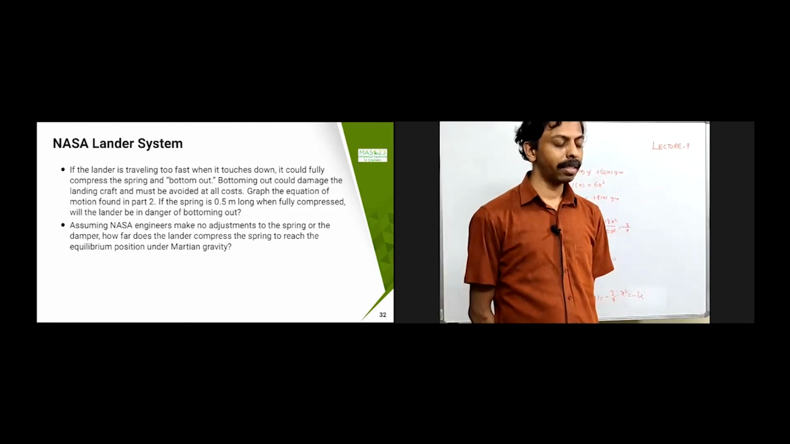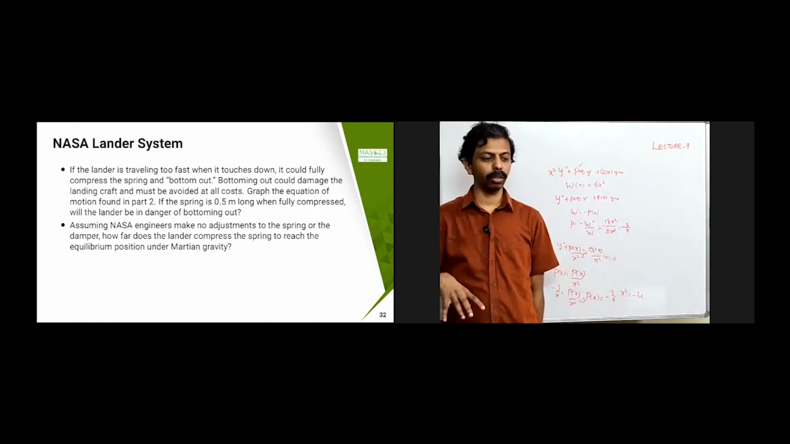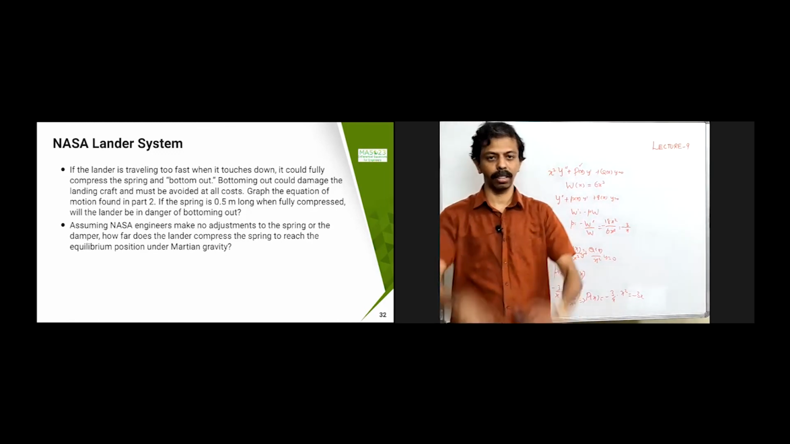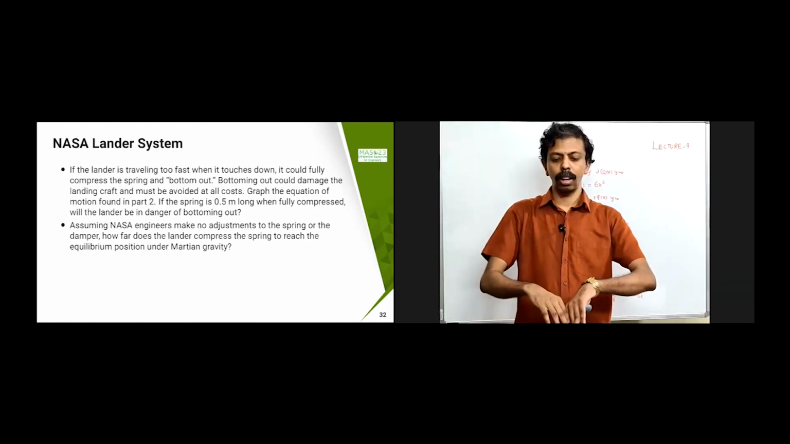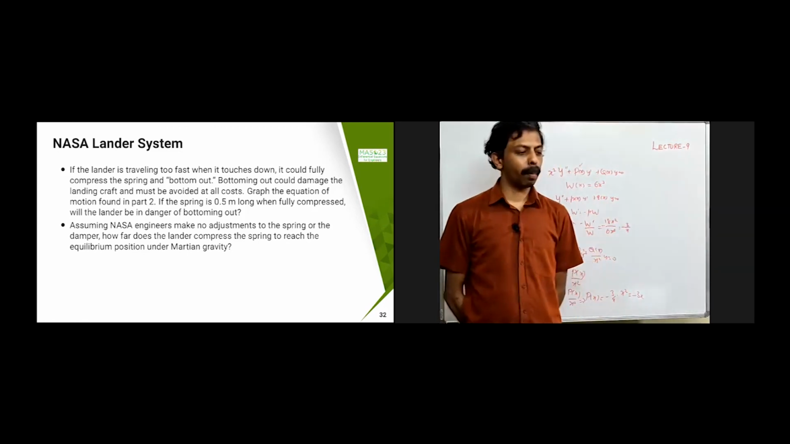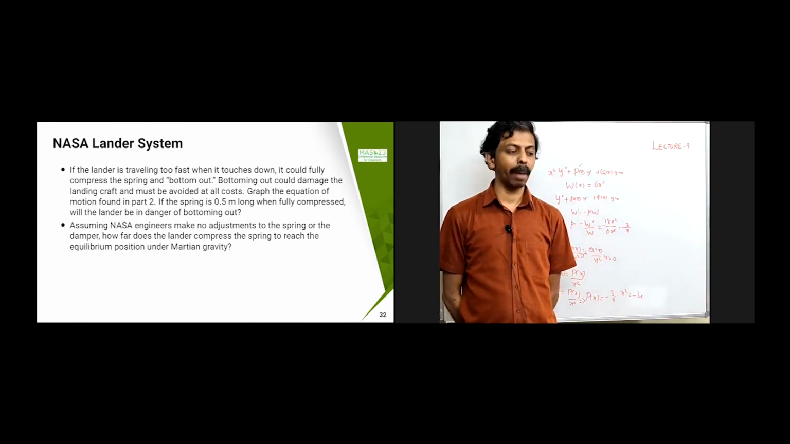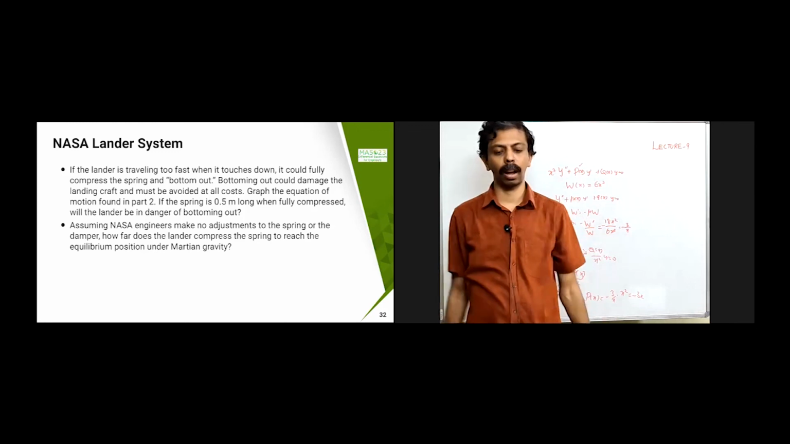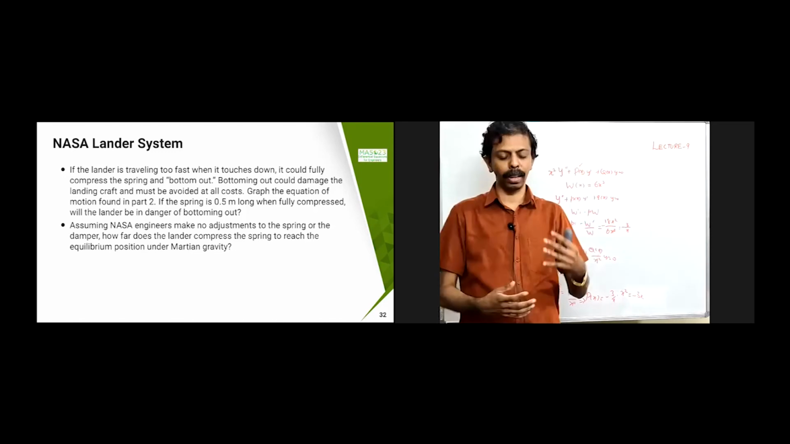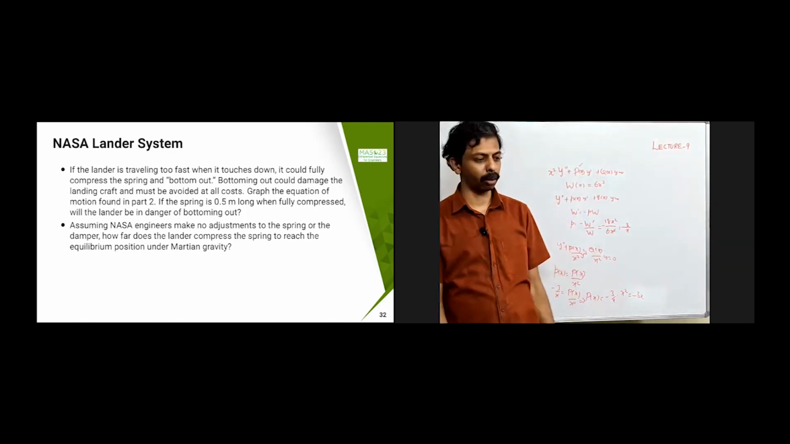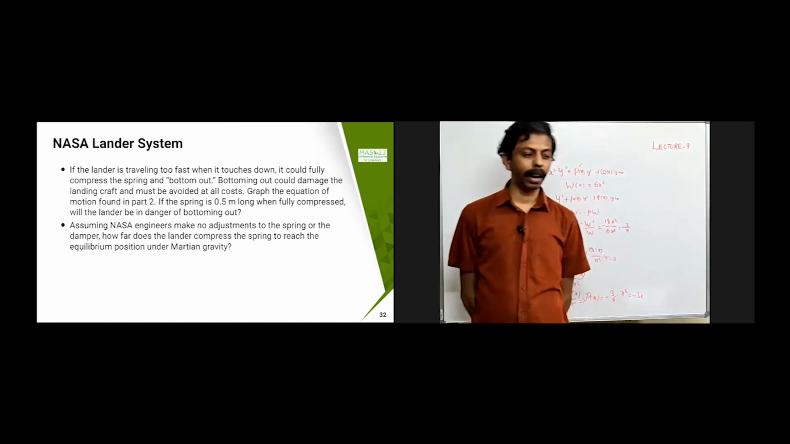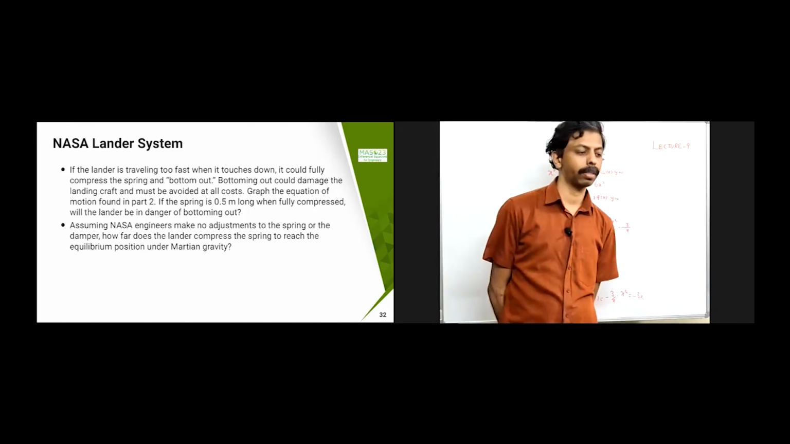Next, if the lander is traveling too fast when it touches down, it could fully compress the spring and bottom out. It could just break through, or it can oscillate and keep jumping, making multiple jumps. So this could damage the landing craft, and it must be avoided at all costs, because that should not happen.